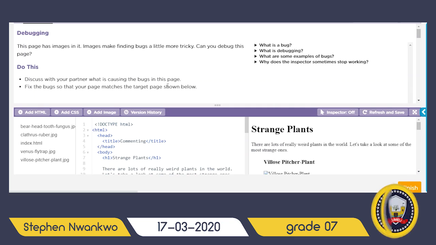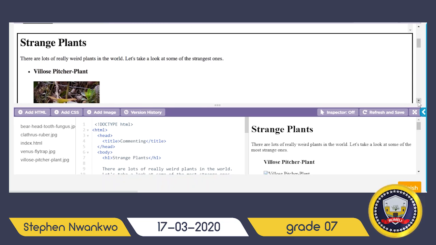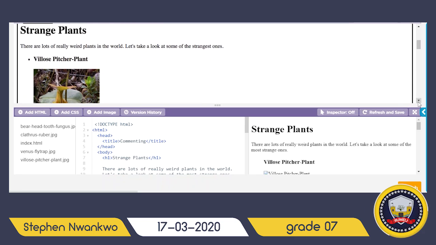The next lesson says, discuss with your partner what is causing the bugs in this page. Fix the bugs so that your page matches the target shown below. Where is the target? You scroll down, and these are the targets.